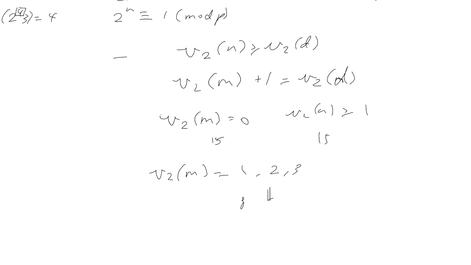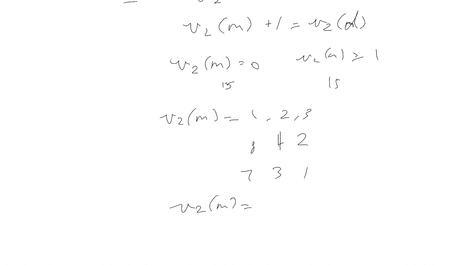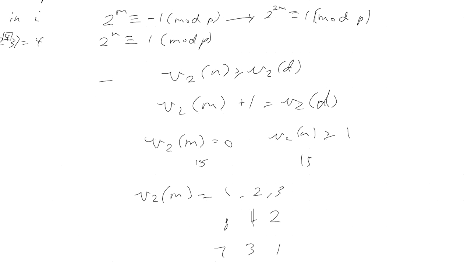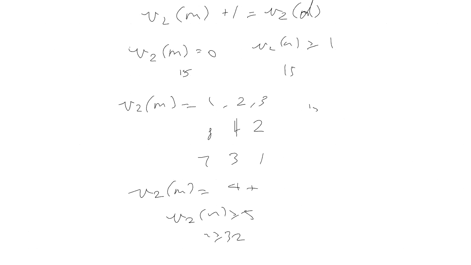And then for v2 of m equals 4 or more, v2 of n is greater than or equal to 5. That's at least 32, which does not work from our set of 1 to 30. So basically, we have 15 times 15 plus 8 times 7 plus 4 times 3 plus 2 times 1. Totally, we have 295 as the final answer.